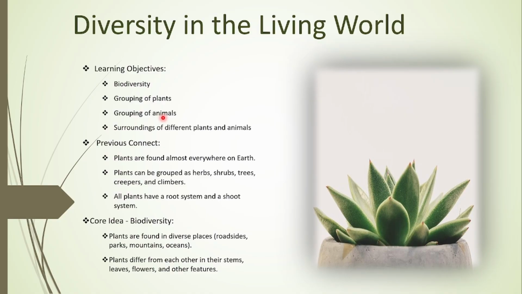The core idea of this chapter is biodiversity. Have you noticed how plants in a park look different from those in a forest or near a pond? This variety in plants, in their stems, leaves, and flowers, is what we call biodiversity. For example, a mango tree looks very different from a rose plant or grass.